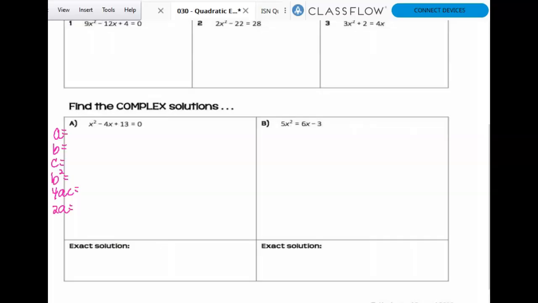All right, Ethan, what's the A? 1. Alexis, what's the B? Corbin, what's the C? Okay. So the B squared, Michaela, what does that equal? It's 16. Okay.